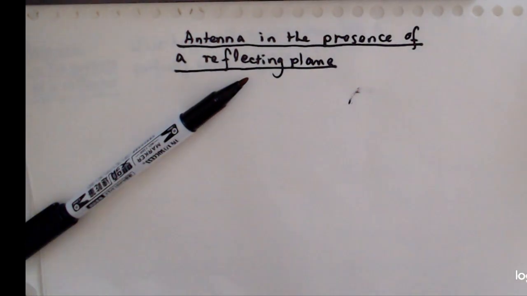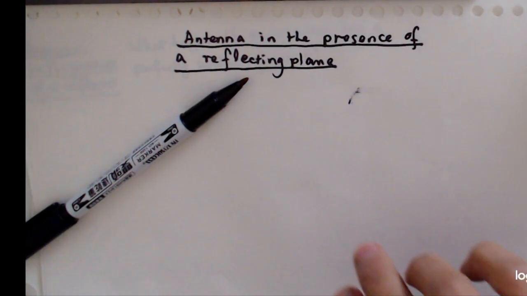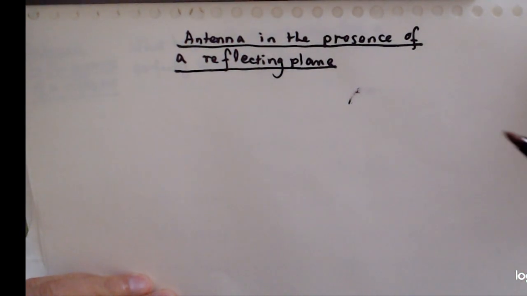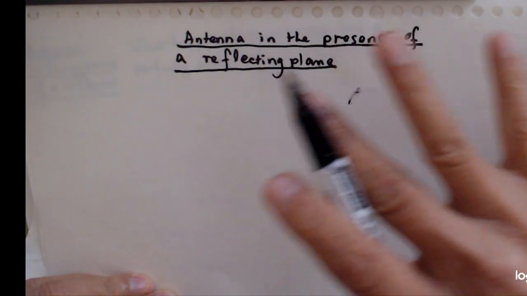In this video, I'm going to talk about an antenna operating in the presence of a reflecting plane. So what is the reflecting plane? Reflecting planes in the field of antenna. A reflecting plane is usually a perfectly conducting plane.